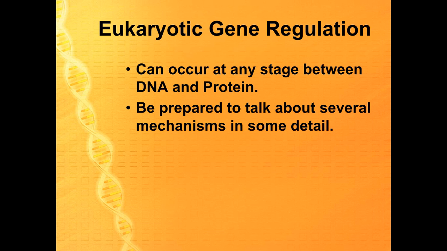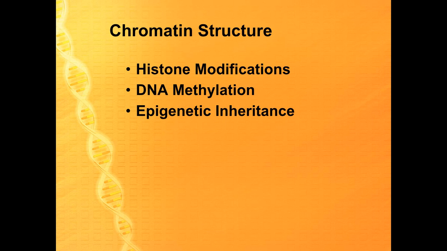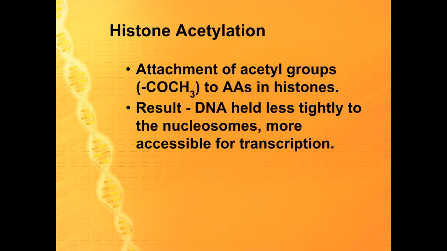When we transition to eukaryotic gene regulation, of course, it's always more complicated. You need to be able to make sure you can talk about several of the mechanisms in some detail. You need to be able to do more than just identify if we're talking about verbs with this stuff. So we can have control through our chromatin structure. Histone modifications, DNA methylation, and epigenetic inheritance are all going to be things that are involved in the structure of our chromatin. Remember, when we talk about chromatin, we're talking about how the DNA is in interphase, which is most of the cell's life.